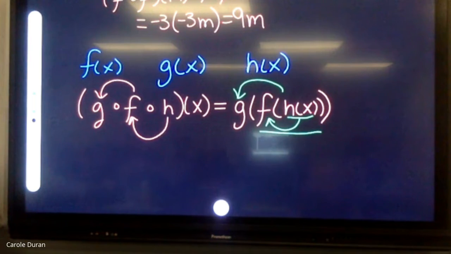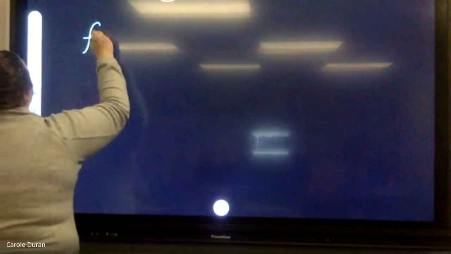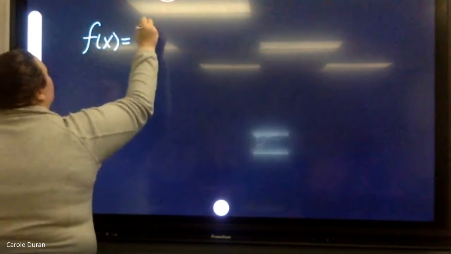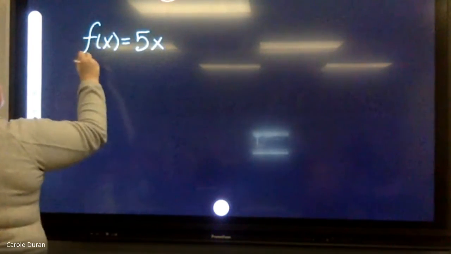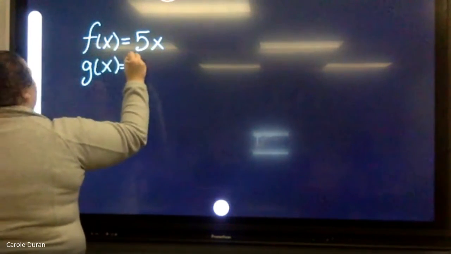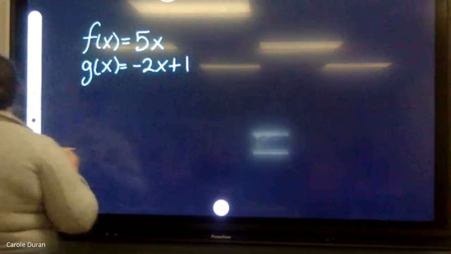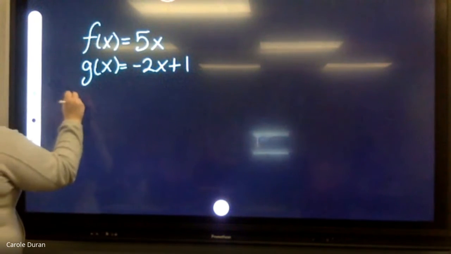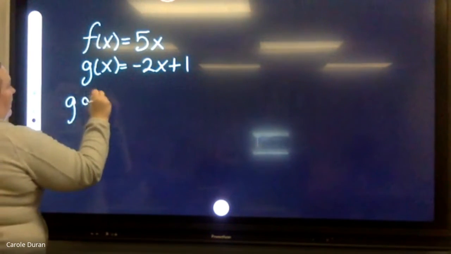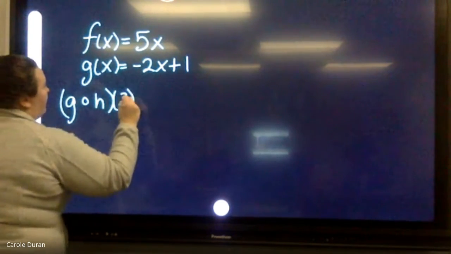So let's say that when I do these compositions, I don't want to leave a variable in there. Instead, I want to solve at a specific value. It's going to work very, very similar to how we did it yesterday when we had specific values to plug in. So for example, let's say that I have two functions. We're going to go f of x again and g of x. We'll say f of x is 5x and g of x is negative 2x plus 1. And I would like to do the composition g of h of 3.